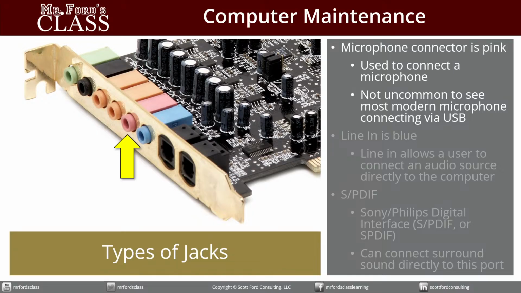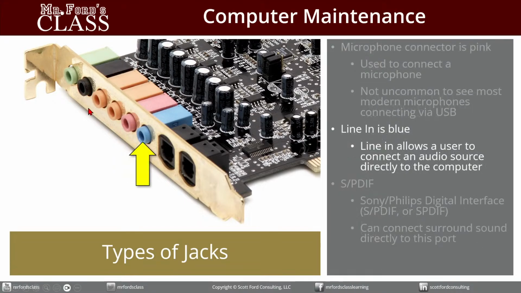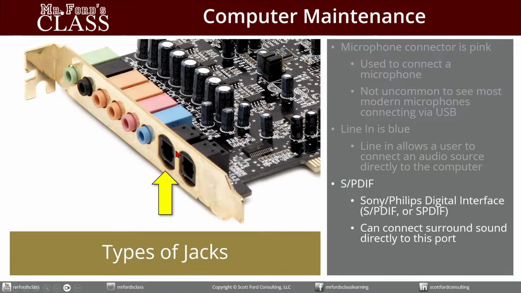But you also have, I would say in most computers, a way to plug in a microphone if it uses that jack. Now, you'll also have speakers that'll have one connection for input output, and your computer will detect what you're doing with it. You might also have a line in. This is blue. A line in allows a user to connect an audio source directly to the computer itself. And finally, those last two weird looking ones down here, these are called SPDIF connections, Sony Philips digital interface. You can connect surround sound directly to this port. So it's kind of like an HDMI cable connection for surround sound. You plug those in, boom, you're done. It handles all the rest.